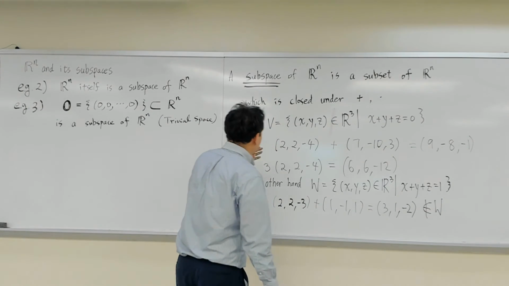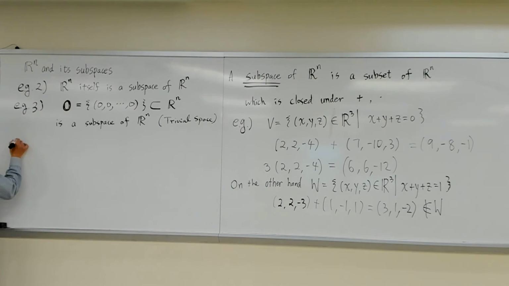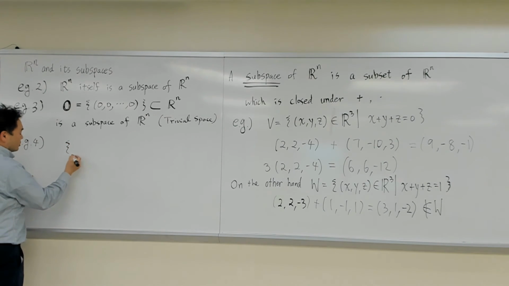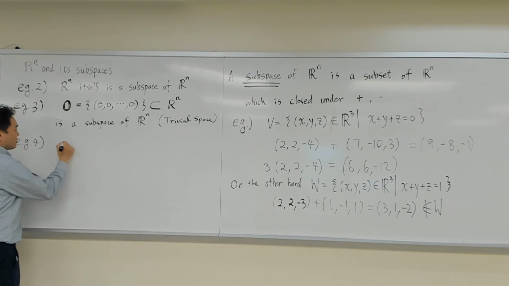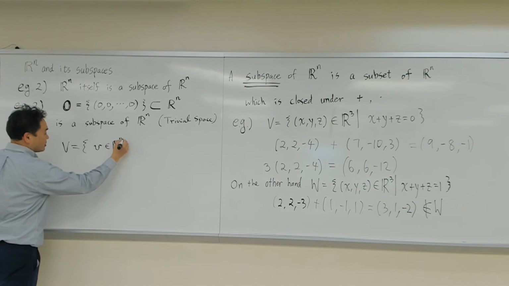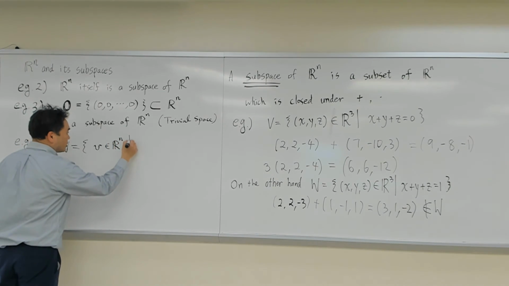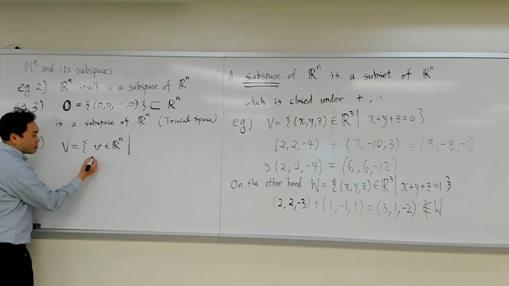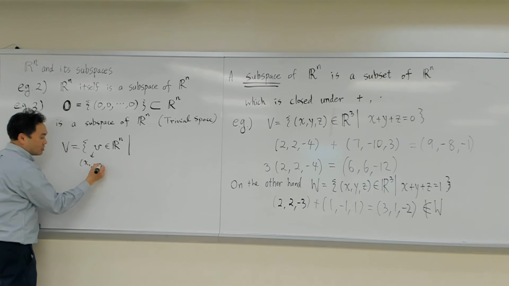Now, what you may have observed here is that in general, subspaces of Rn are like the following. If you have V equal to, say, some V in Rn, where I'm just writing V as a vector, but I'm really thinking of this as like x1 through xn.